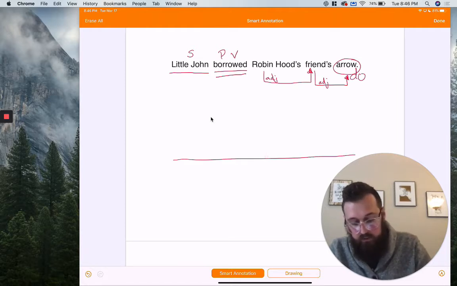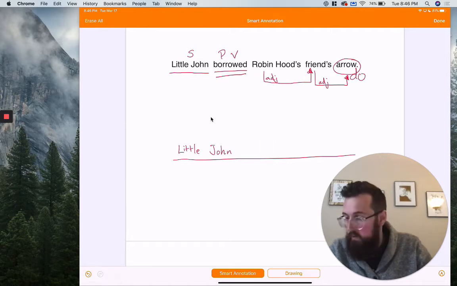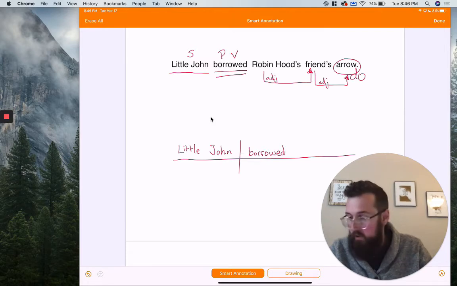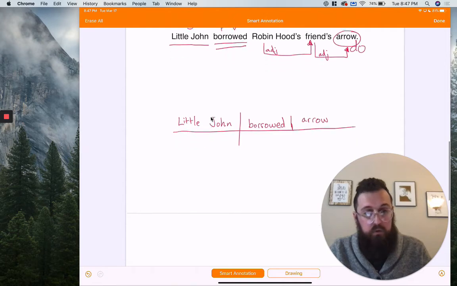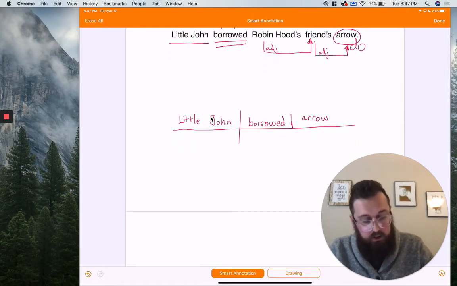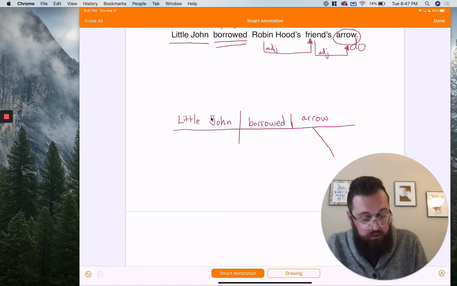Start where I always do. My subject is Little John. What did he do? He borrowed. What did he borrow? An arrow. Now it's here it's going to look a little bit different than what we've seen before. First, I need to tell what modified arrow, and that's going to be friend's.